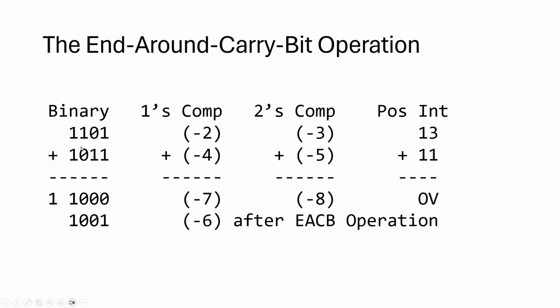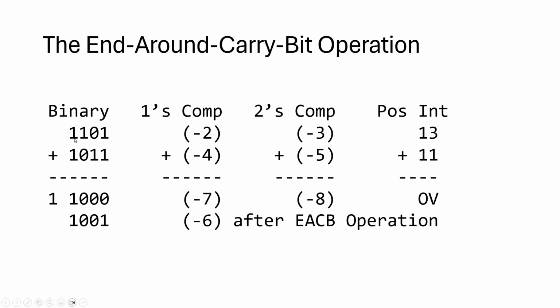Let's give an example of some addition. All of these numbers are interpretations of what this first number is, under different systems. In this column, we're interpreting it based upon the one's complement system. In this column, we're interpreting it based upon the two's complement system. And in this column, we're interpreting it based upon the positive integer system, where all the numbers represent positive integers, regardless of the value of the first bit.